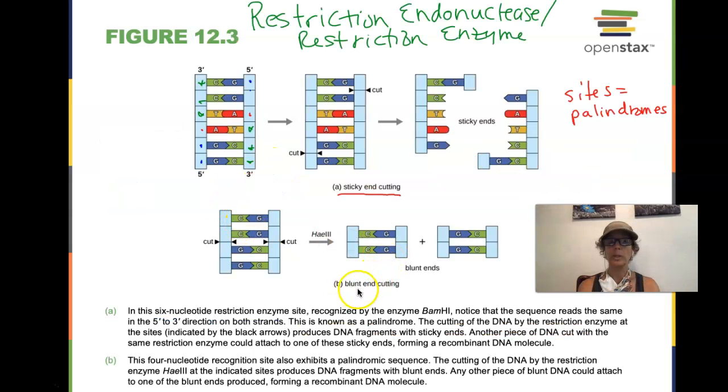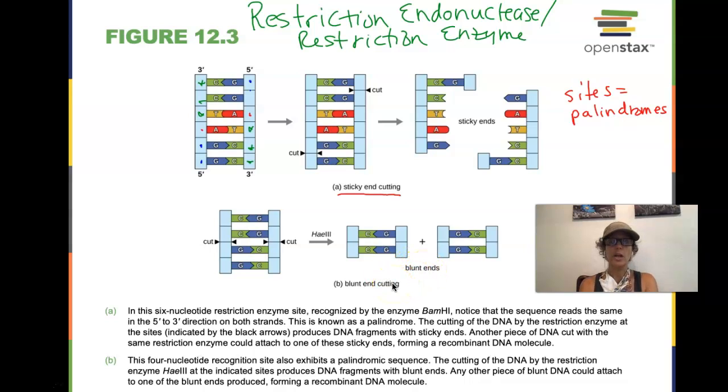There is also blunt end cutting. We still have that palindrome recognition. We have from 5' to 3' GGCC, and from 5' to 3' on the other strand, GGCC, and we cut in between, and we don't have an overhang. That is why it is called a blunt end.